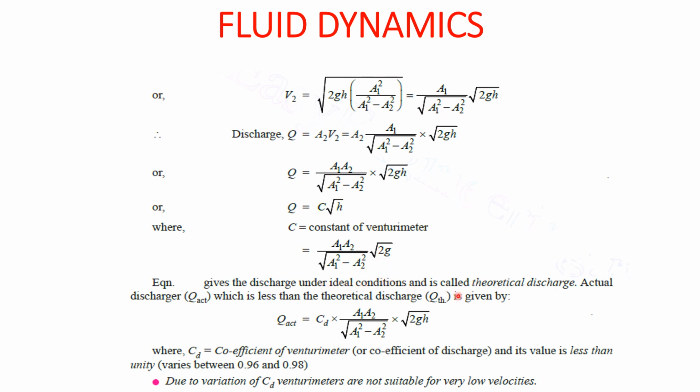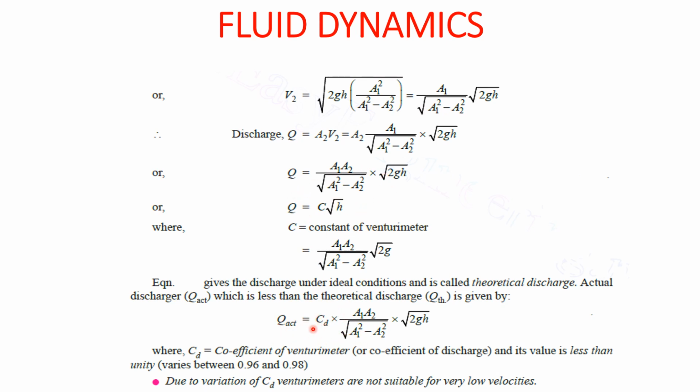Or we can say Q is equal to C under root H, or we can directly write A1 A2 under root A1 square minus A2 square under root 2G, because C is the constant of venturimeter. So the equation gives the discharge under ideal conditions, and it is also called as theoretical discharge. So actual discharge, which is less than the theoretical discharge, is given by coefficient of discharge.